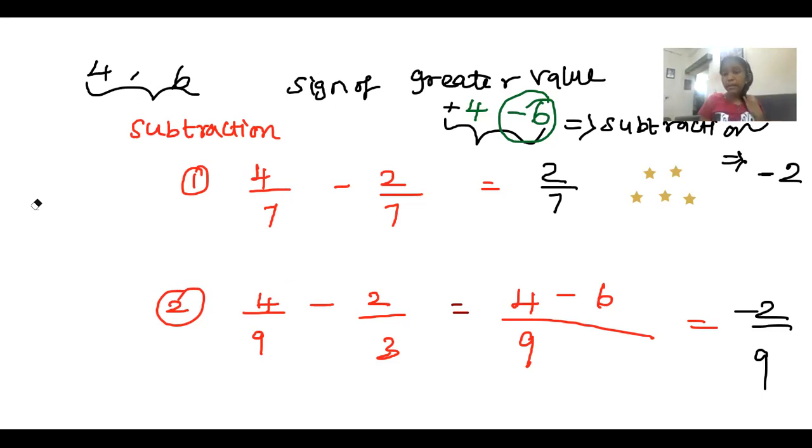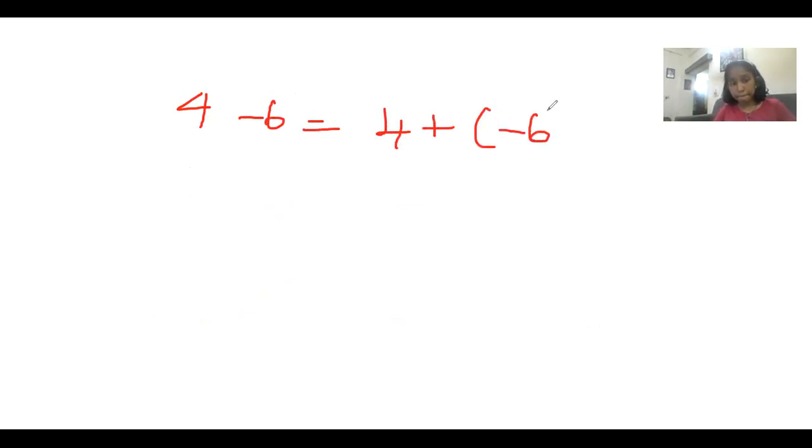I don't understand why you're considering 6 as minus. That is how you have to rewrite. You have to rewrite 4 minus 6 as 4 plus of minus 6. The 6 becomes automatically negative. Yeah, it becomes negative automatically. That is how you have to consider.